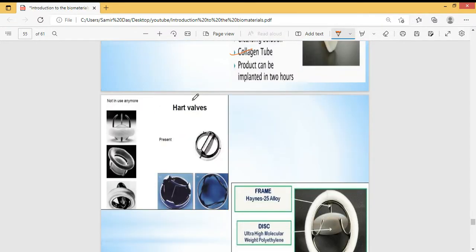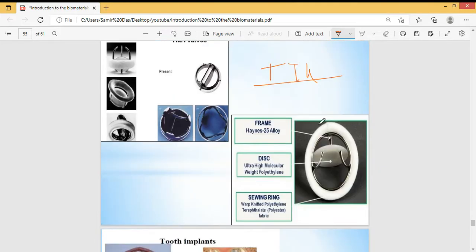Now comes to the heart valve. So designing of a heart valve first comes into the picture around the 90s. The heart valve I have shown here is the TTK heart valve. There is a disc, another is the swinging ring, and another is the frame.